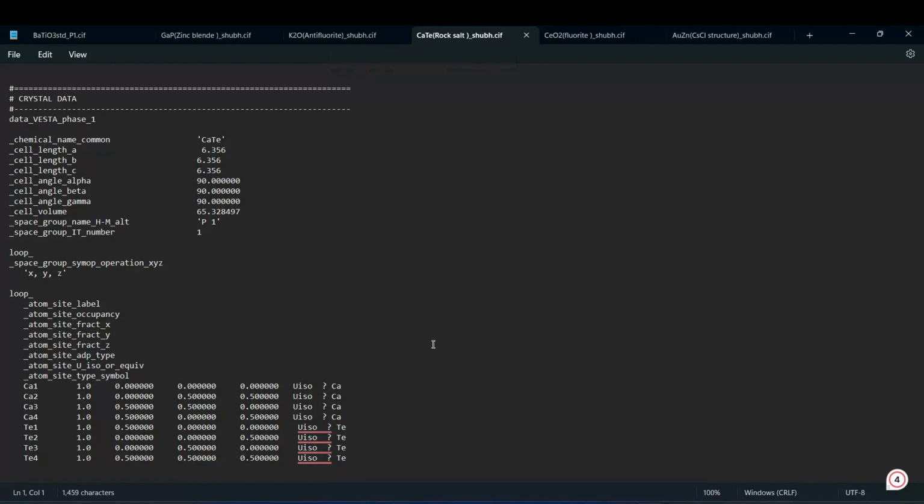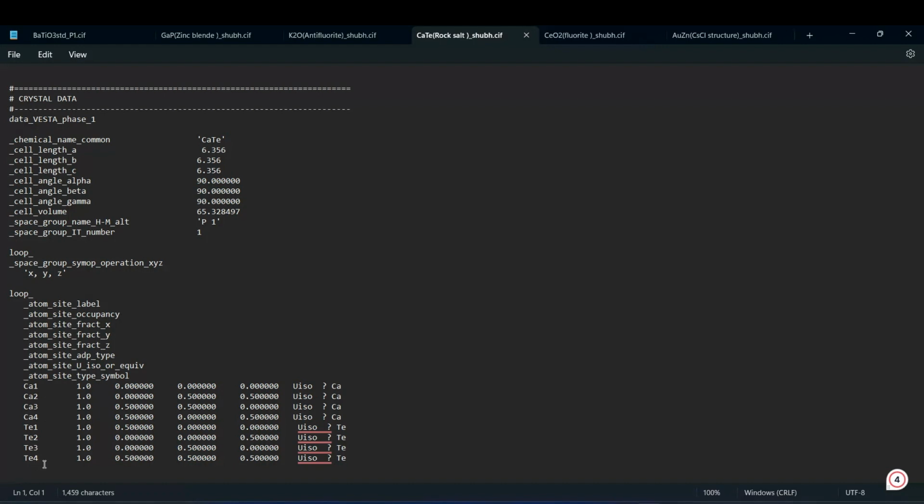Octahedral voids are in the center of the unit cell and at the mid of the edges. So this will form the rock salt structure. Ca1, Ca2, Ca3, Ca4, basically these are formed like this: calcium at 0, 0, 0, and 0, 0, 0.5, like these are the mid edges. Calcium 3, calcium 4, tellurium 1, tellurium 2, tellurium 3, tellurium 4.